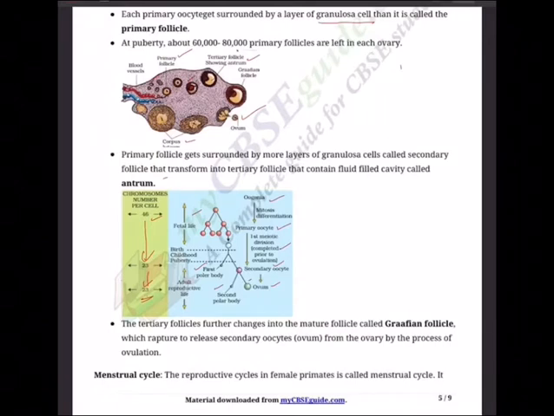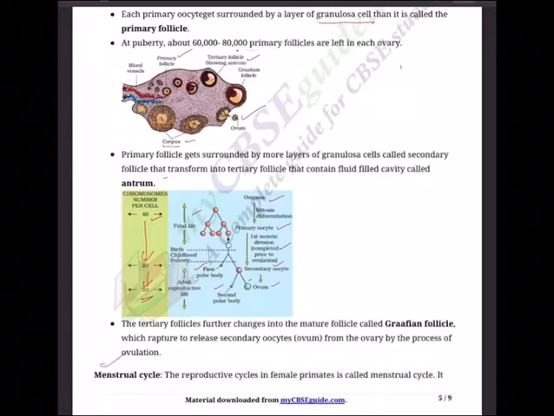This is meant for 26 September 2020, and we are with the revision, revising chapter number 3, that is human reproduction, human health and reproduction. In that, yesterday we were talking about spermatogenesis as well as oogenesis. And today we'll be talking about the menstrual cycle.